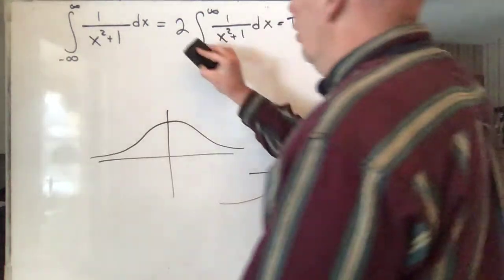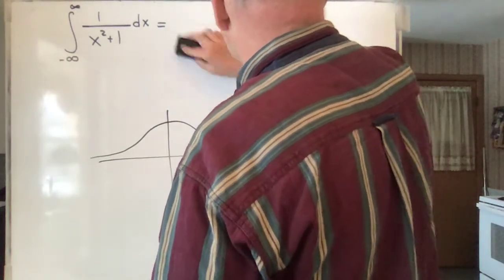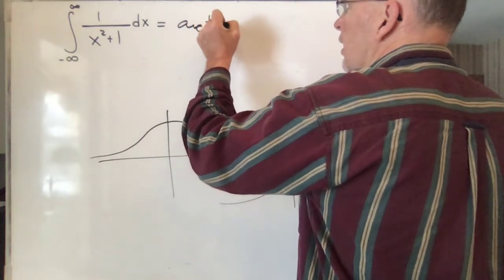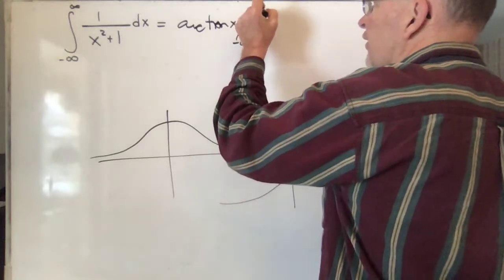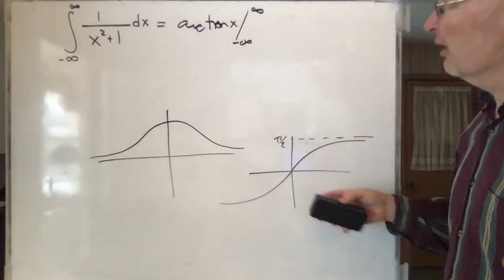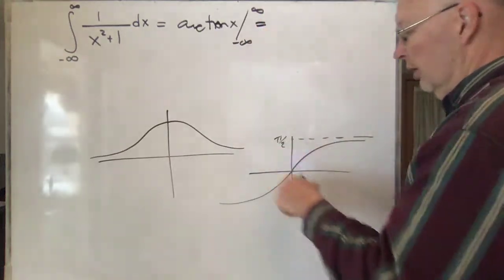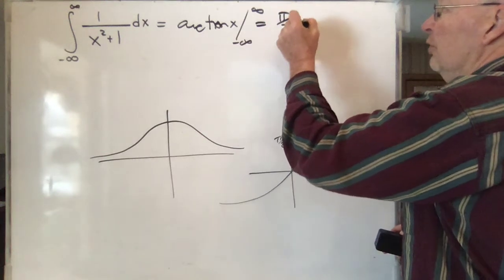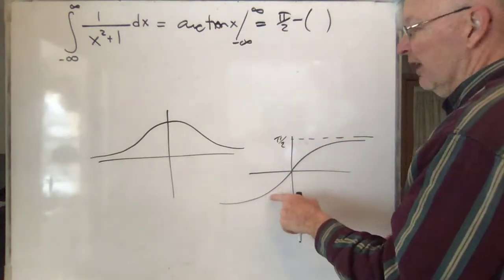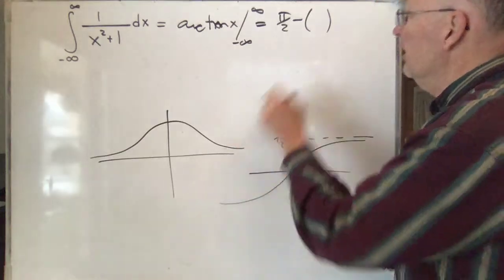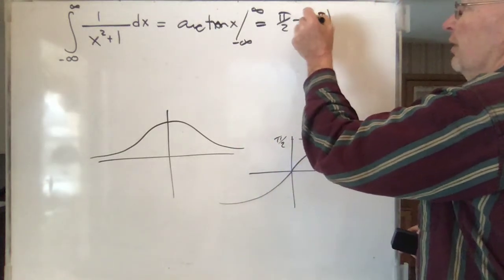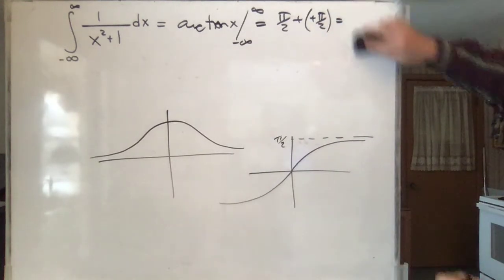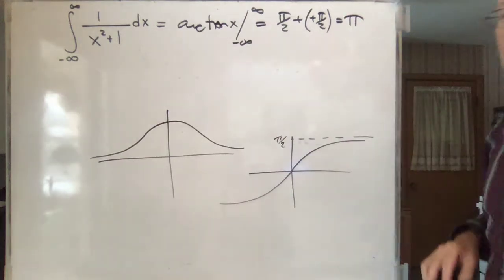You could do it like that, or if you wanted to, you could just do it straight away and say this is equal to arctan of x from minus infinity to infinity. What happens to the arctan as x goes off to infinity? You approach pi over 2. What happens to the arctan of x as x goes to minus infinity? It approaches minus pi over 2. Those things, and you get pi. Okay, so there you go.